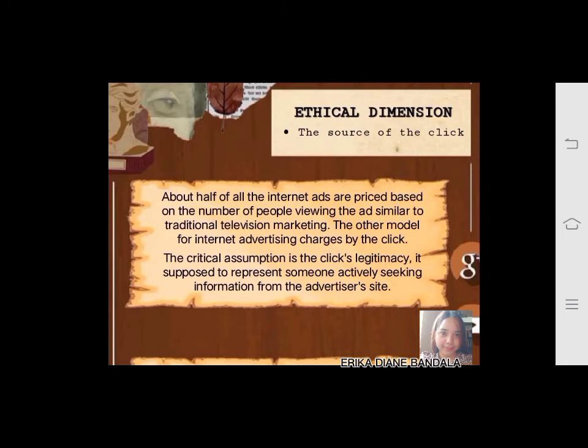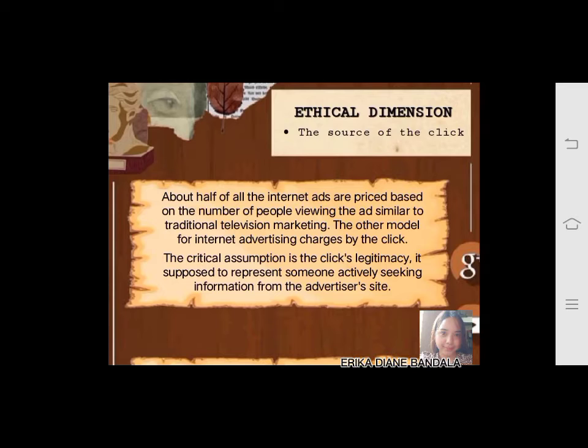And the next topic is the ethical dimension, or the source of the click. About half of all internet ads are priced based on the number of people viewing the ads, similar to traditional television marketing. The other model of internet advertising charges by the click. So the critical assumption is the click's legitimacy. It's supposed to represent someone actively seeking information from the advertiser's site.